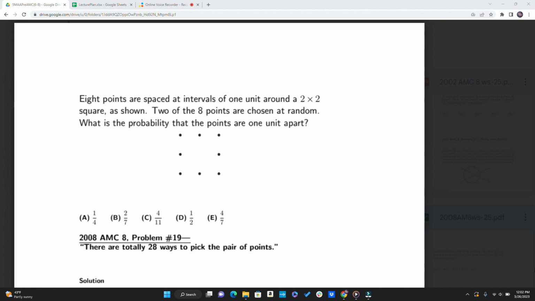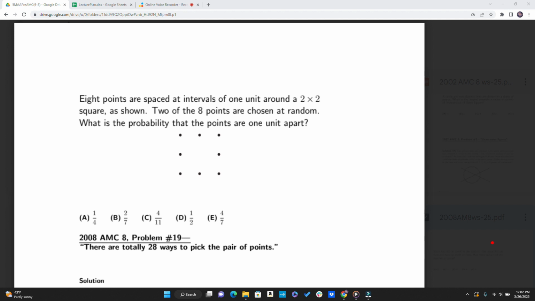Okay, we've got 8 points spaced on an interval, 1 unit around a 2x2 square as shown. 2 of the 8 points are chosen at random. What is the probability that the points are 1 unit apart? Okay.